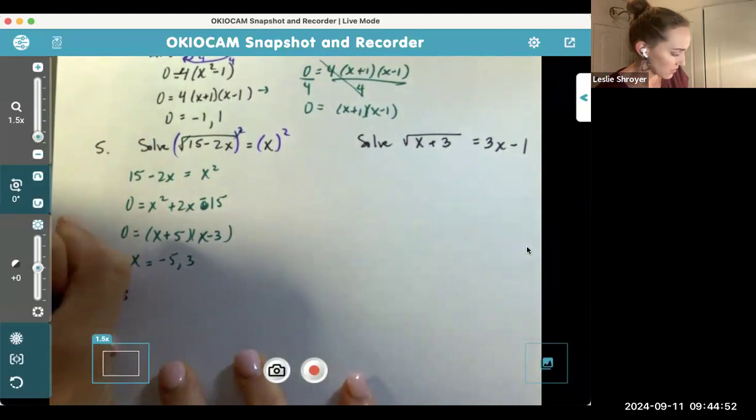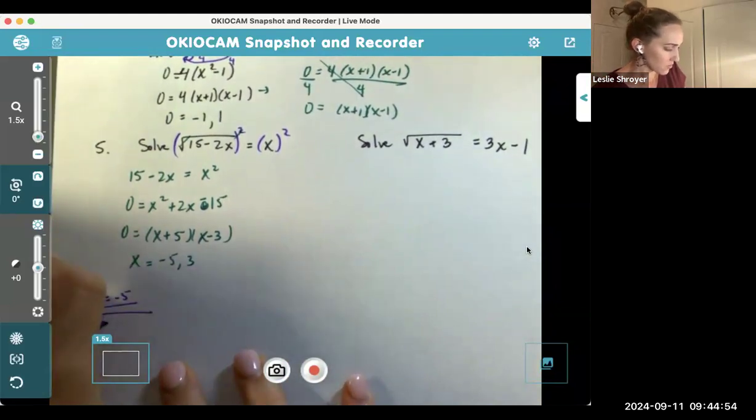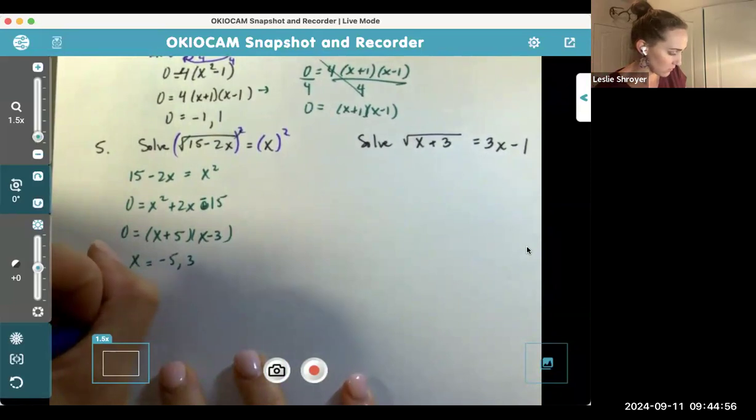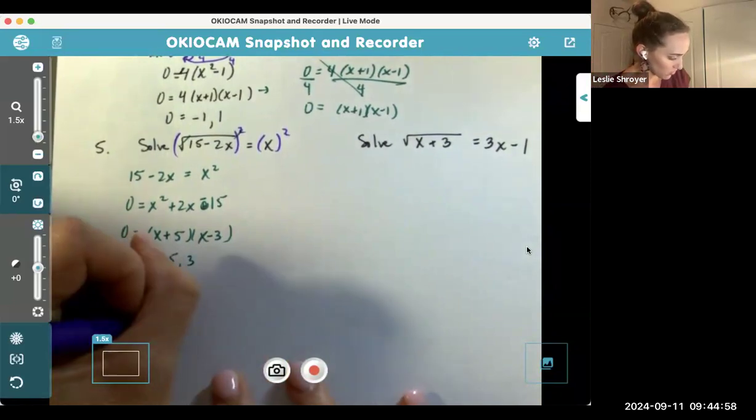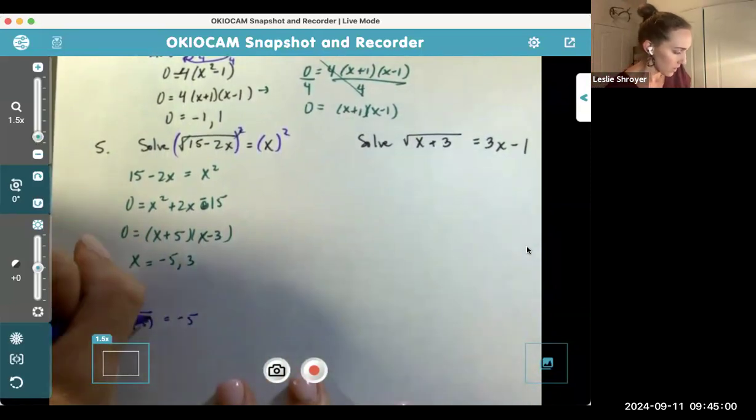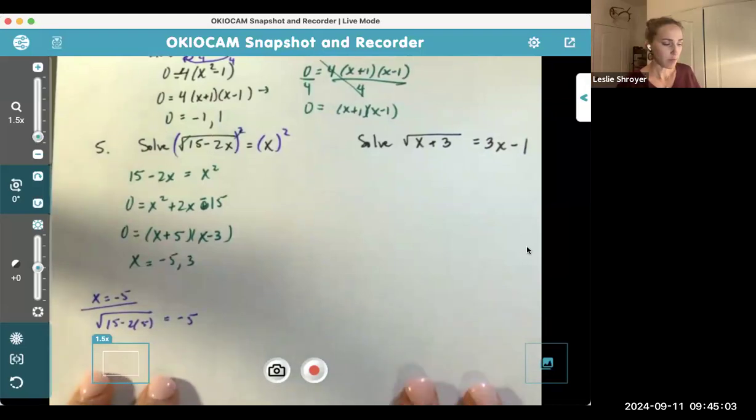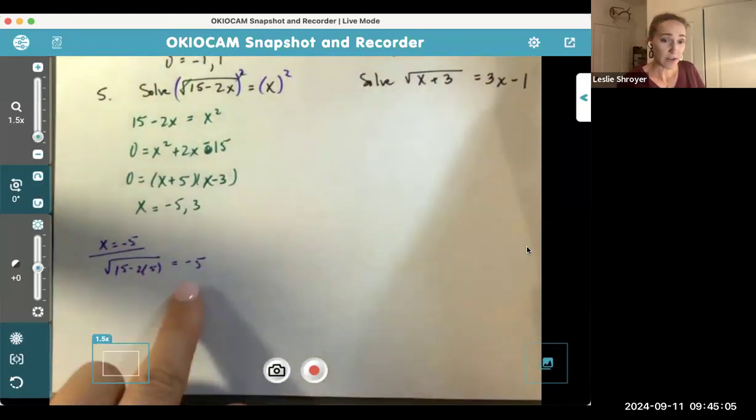So let's say we start with x equaling -5. Well, the square root of 15 minus 2 times -5 is equal to -5. Already I'm feeling uneasy, because should a square root ever equal a negative number?